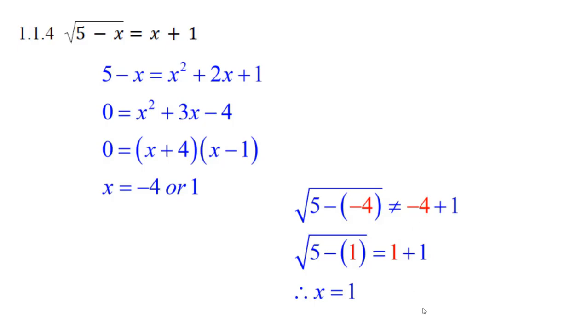You throw out the minus 4 as a solution because it doesn't make the original equation true. And there's your third equation.